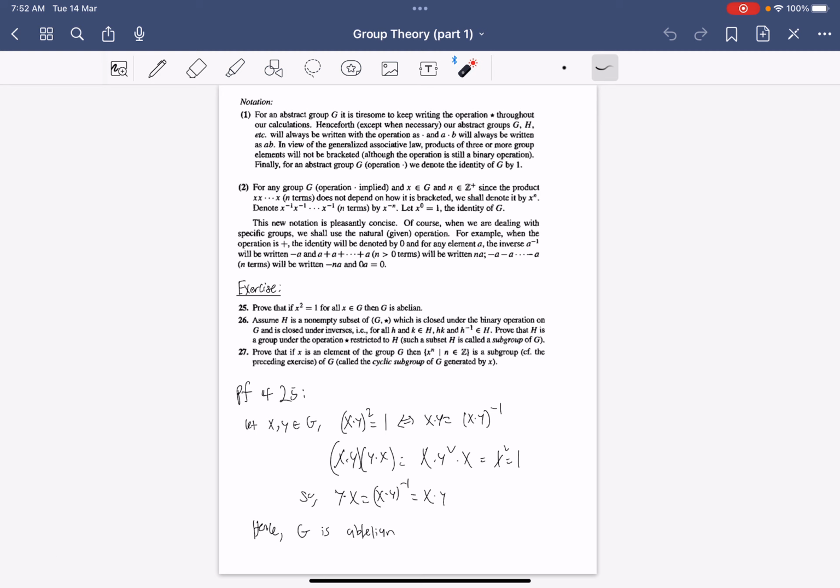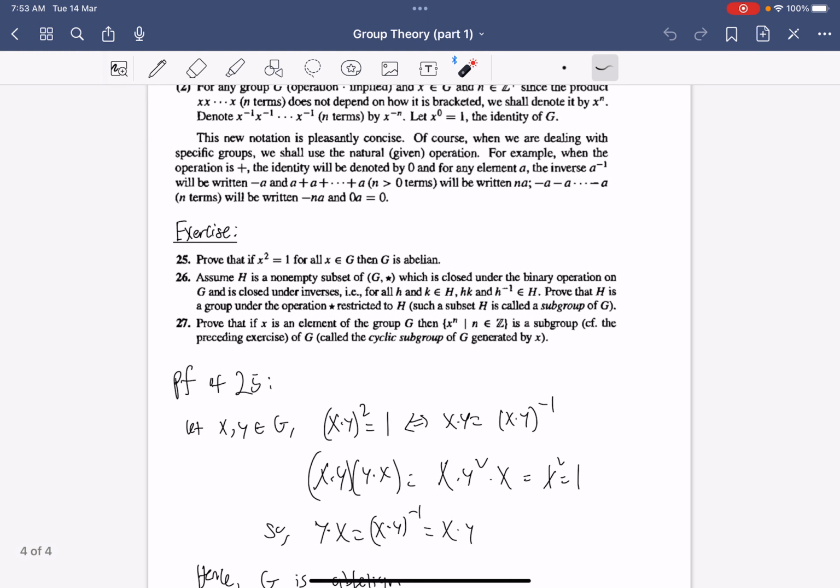So you can see how in proving group theory, we always start out with the definitions and we work our way to the result and conclusion that we want. So with more practice, you'll get the hang of it. And do try out exercises 25, 26 and 27, which give you an idea on how to prove subgroups and what are known as cyclic groups, which we'll be going through in the subsequent videos.